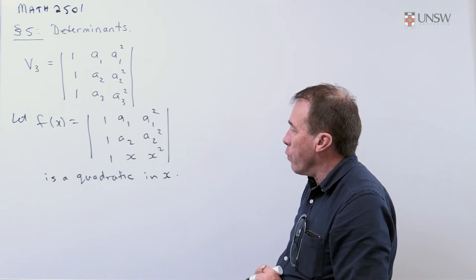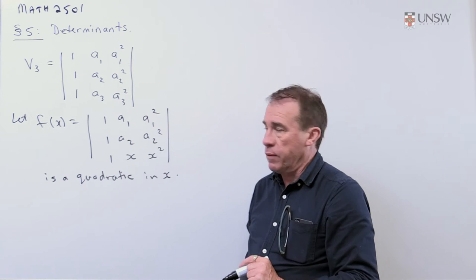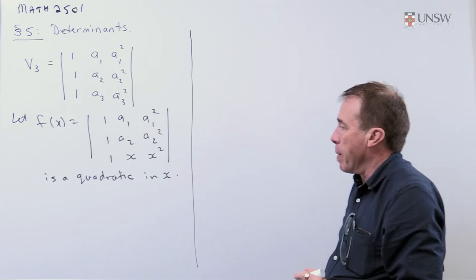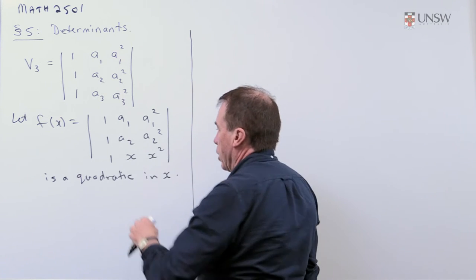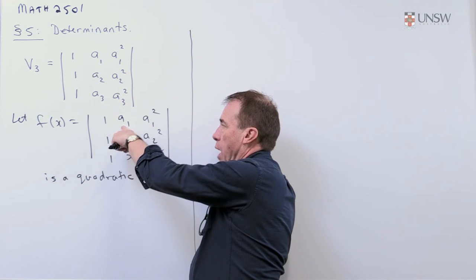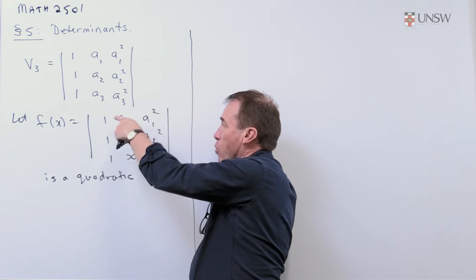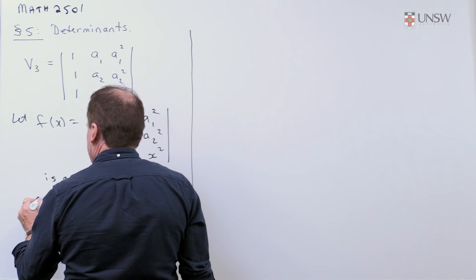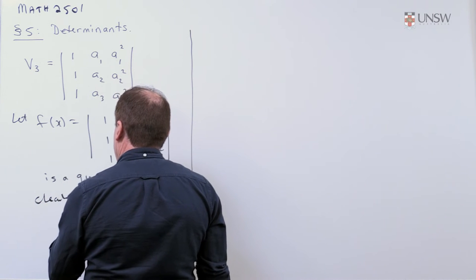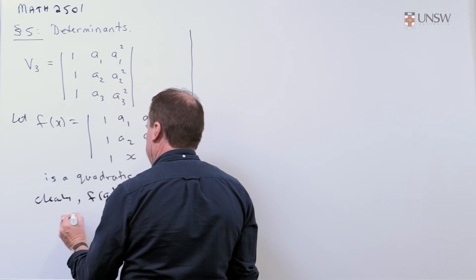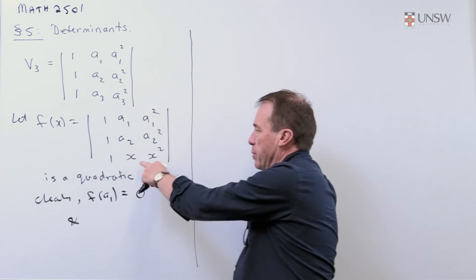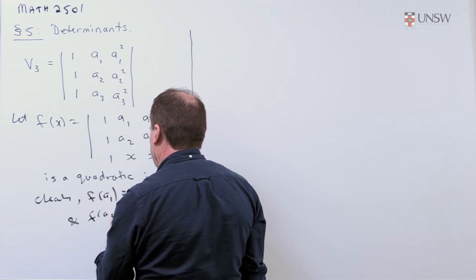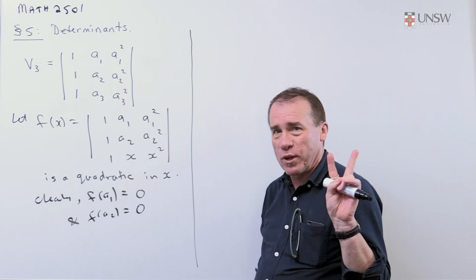So I want to try and work out some of the roots of the quadratic if we can. And in fact, in this case, we can work out both of the roots, because if I put x equal to a1, then the bottom row will be exactly the same as the top row, so the determinant's automatically 0. So clearly f of a1 is 0. And also, if I put x to be a2, it'll give me two equal rows as well, so f of a2 is 0. So I now know two of the roots of the quadratic.